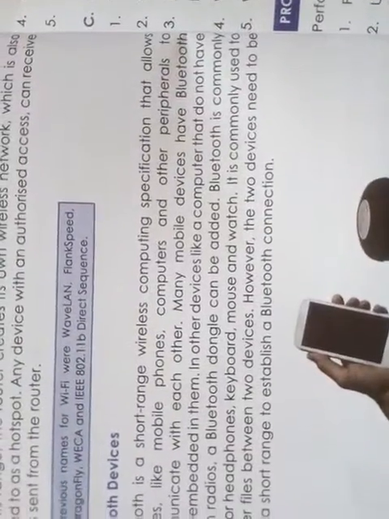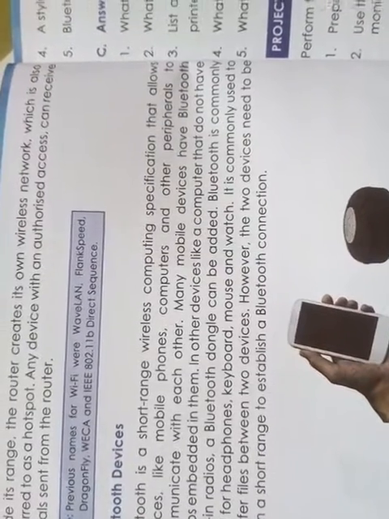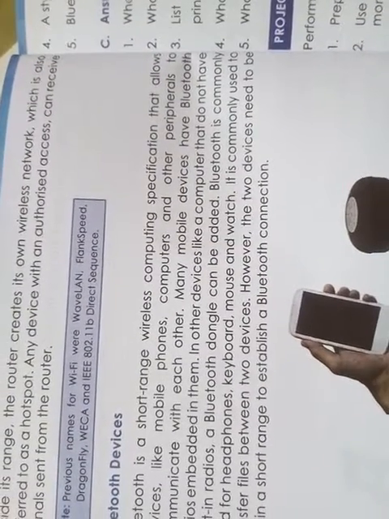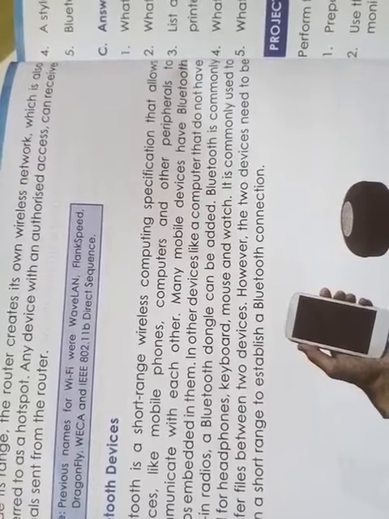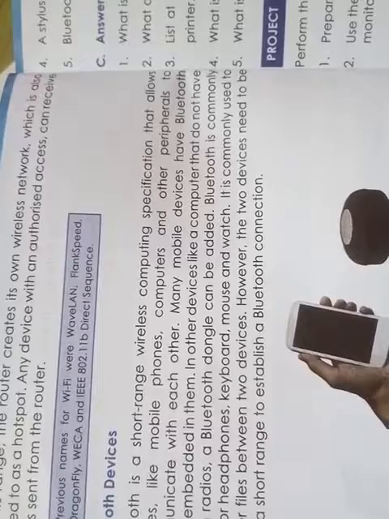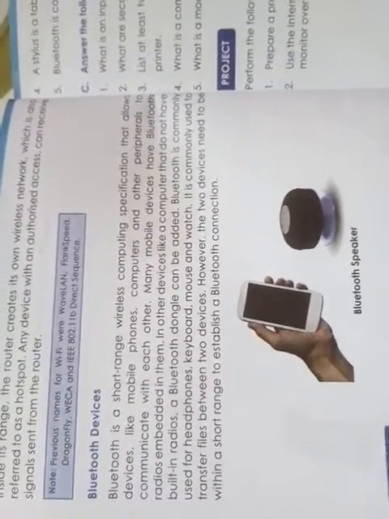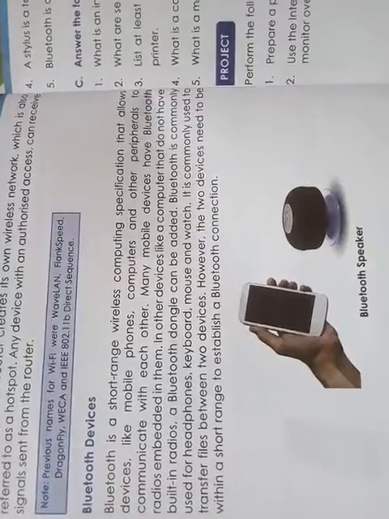And the previous names of Wi-Fi were WaveLAN, FlankSpeed, DragonFly, WECA, and IEEE 802.11b direct sequence. Okay, these are the previous names of Wi-Fi.